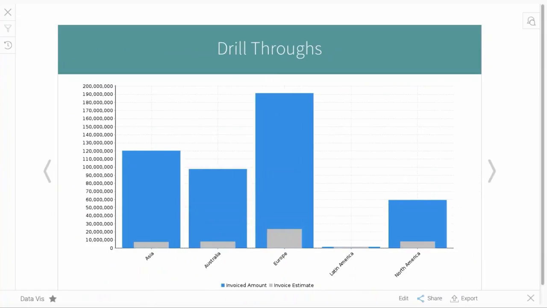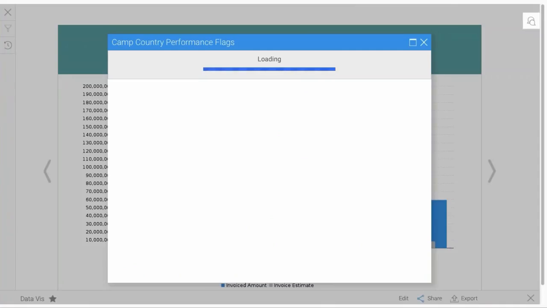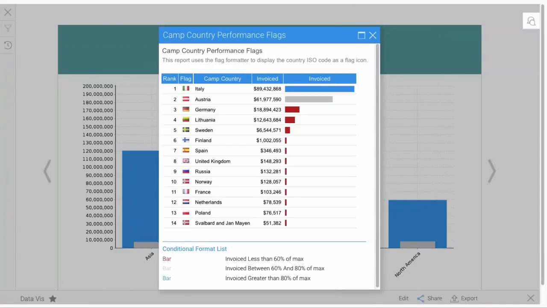Drill throughs are another option. So Yellowfin supports all of the types of drills, including drill throughs. And drill throughs work by clicking on a specific piece of data. So if I click on Europe here, it then opens another report filtered by specifically the data that I originally clicked on. So here are your countries in Europe. And this is very good for going from high level to low level data and being able to ask specific questions, and particularly around strategic type questions.